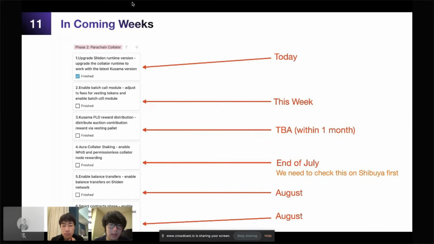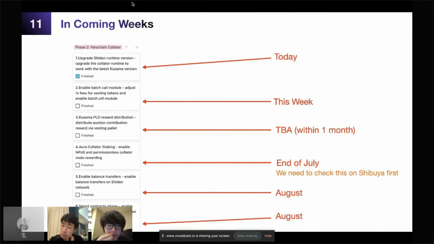NPOS right now is already developed on Dusty. All the logic is there. We just have to officially release the runtime upgrade. And Aura collator staking as well, that is implemented too. It's just not officially enabled yet. And after all that is finished, of course, we'll have to work on documentation so that everyone else can follow along to set up their own validator nodes to receive block validation rewards.